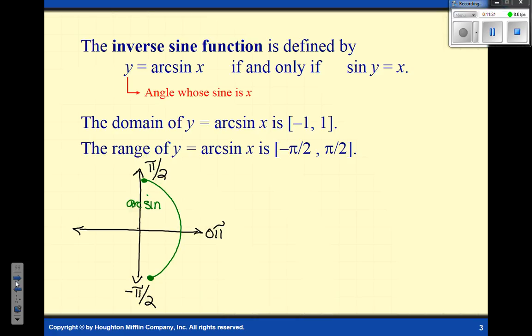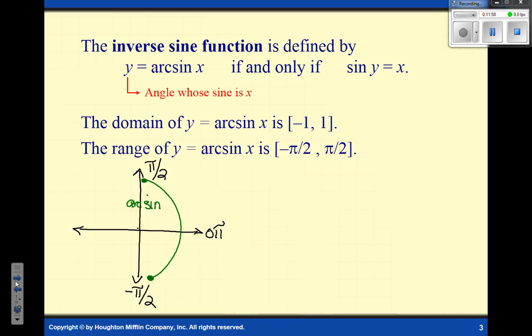What's the correct answer? Negative pi over 6. 11 pi over 6 won't work. Why? It's too big. It's outside of this restriction. This restriction runs from negative pi over 2 to positive pi over 2. So you're going to have to convert your answers to a coterminal angle that falls within those two quadrants.